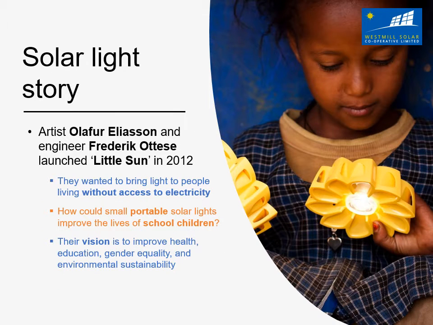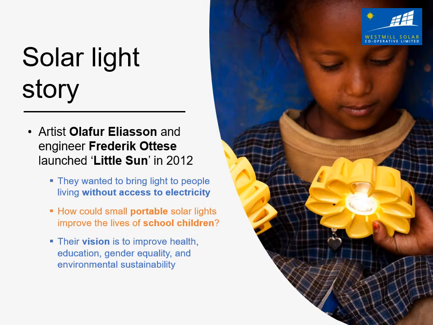The story of a business called Little Sun is an excellent example of the difference that solar innovation can make to individuals and communities that don't have easy access to electricity from the grid. The designers and engineers at Little Sun have created a range of small portable solar lights and chargers. How do you think these portable solar lights could improve the lives of school children, for example?